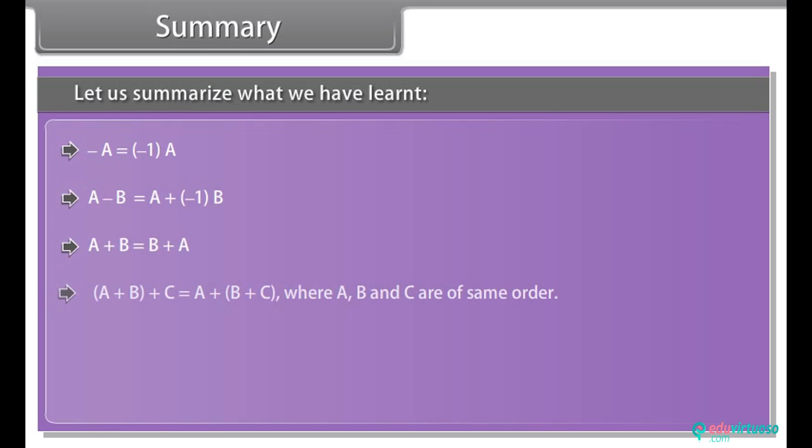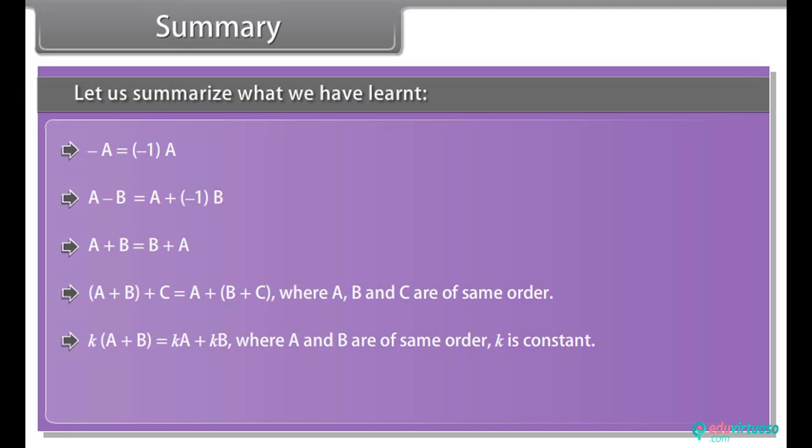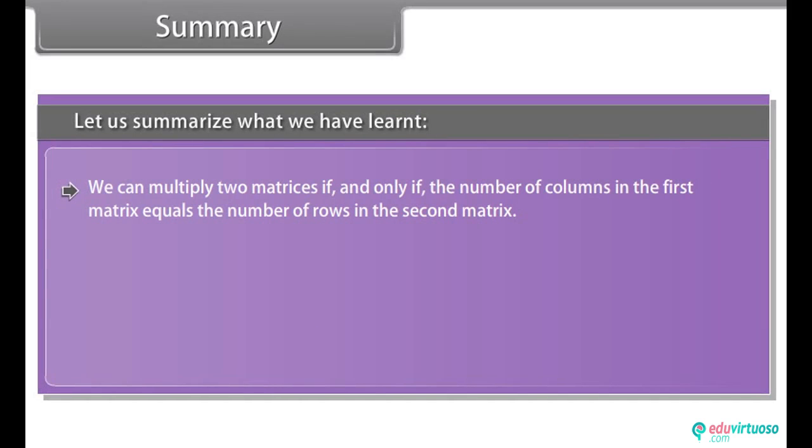A plus B plus C is equal to A plus B plus C, where A, B and C are of the same order. K into A plus B is equal to K into A plus K into B, where A and B are of the same order, K is constant. K plus L into A is equal to K into A plus L into A, where K and L are constants. We can multiply two matrices if and only if the number of columns in the first matrix equals the number of rows in the second matrix.